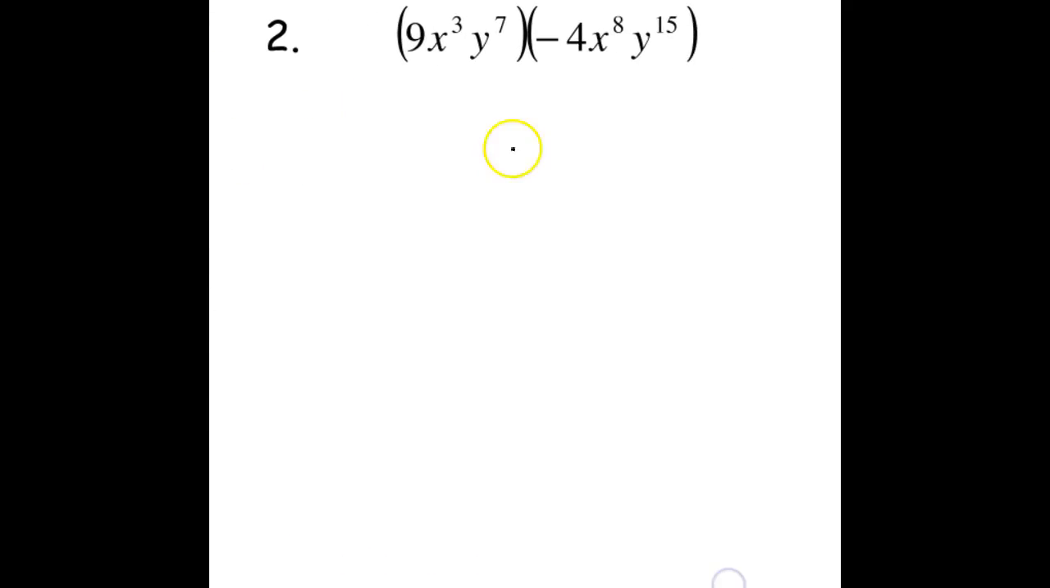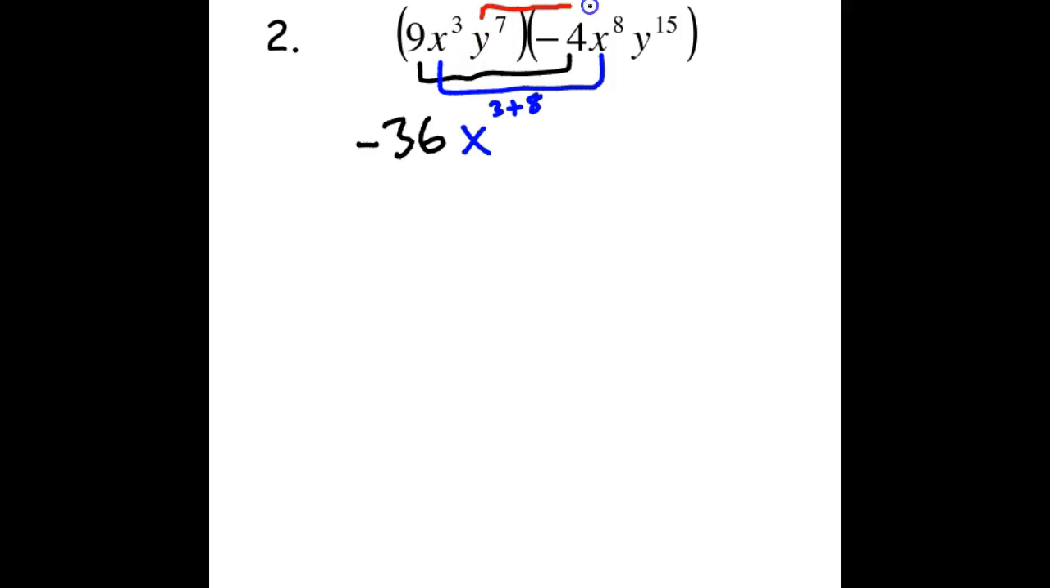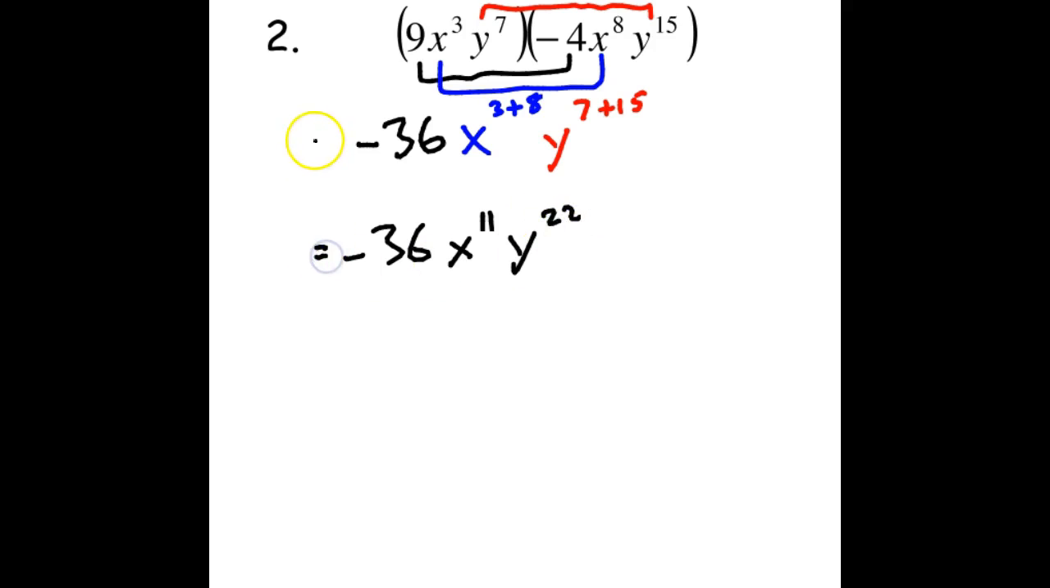Let's go to number 2. Same thing, just 2 variables instead of 1. So still going to multiply regular coefficient numbers like we always have. -36. We'll have x to the 3 plus 8. And we'll have y to the 7 plus 15. So we have -36, x to the 11th, y to the 22nd. There we go.